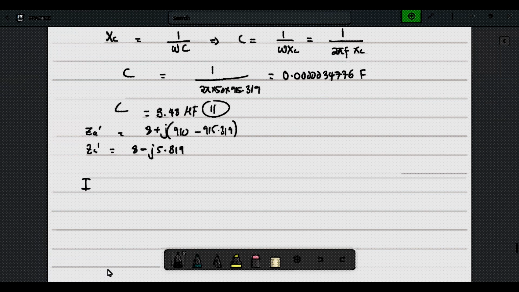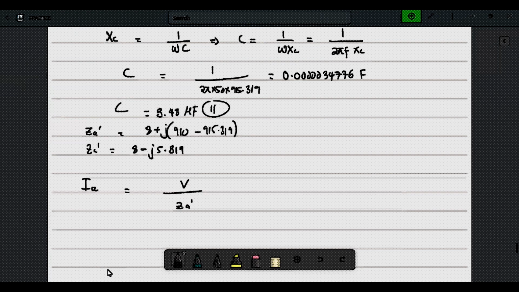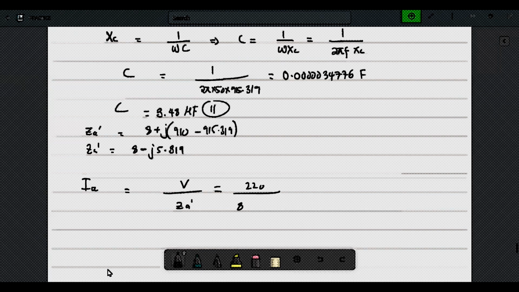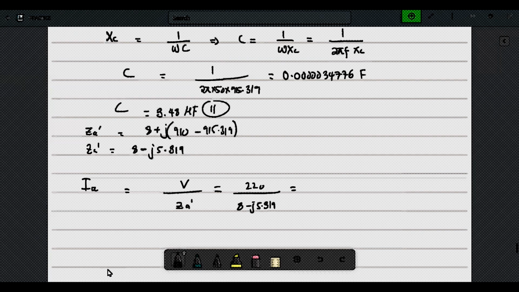Okay, so the current in the auxiliary winding now becomes the voltage over ZA prime, right? So the voltage was 220 over 8 minus J 5.319, right? Okay, so how much would that be now? Let's see how much that would be. So this will be 22.906, right? At what angle? 33.6.